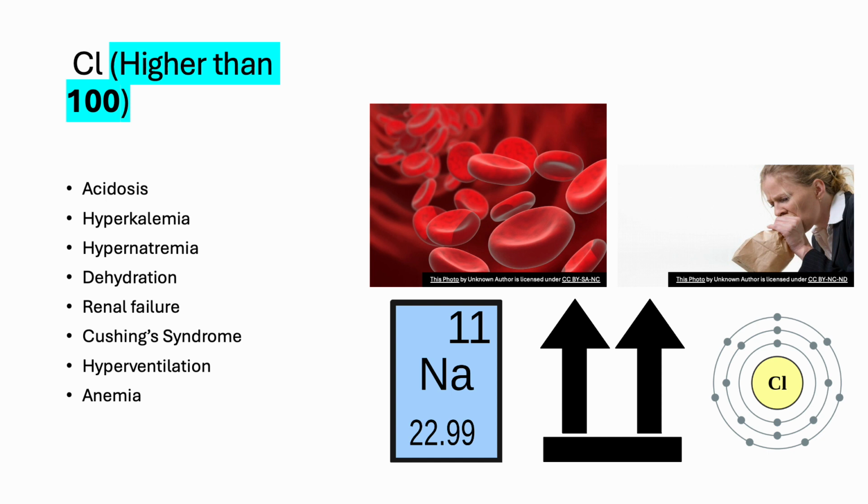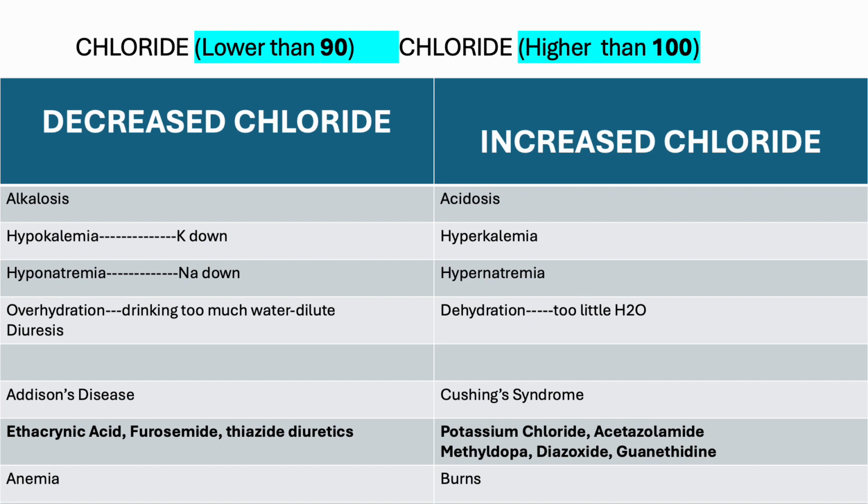Chloride levels higher than 100 can be caused by acidosis, hyperkalemia, hypernatremia, dehydration, renal failure, Cushing syndrome, hyperventilation, and anemia. Chloride levels lower than 90 can be seen in alkalosis, hypokalemia, hyponatremia, overhydration through the process of diluting the chloride, or diuresis, Addison's disease. The medications will be discussed in the next slide, but they are ethacrynic acid, furosemide, thiazide diuretics, and anemia.